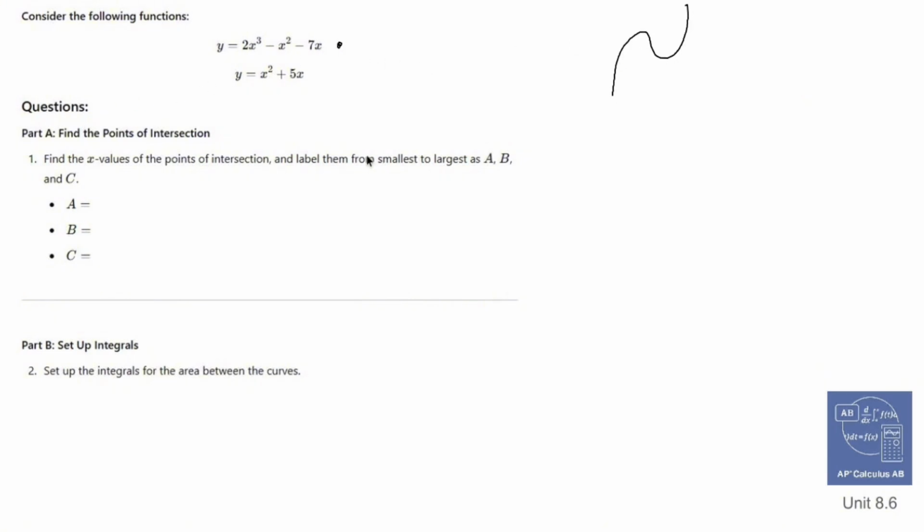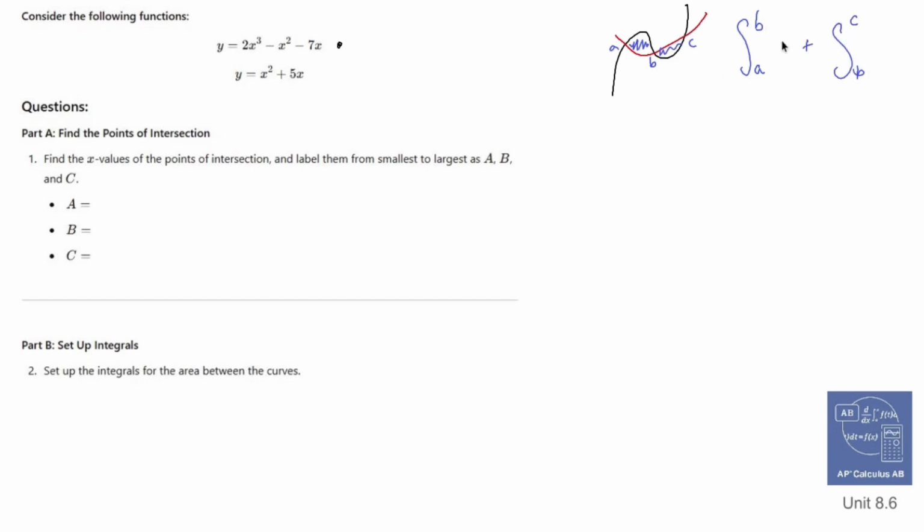It looks a little something like this. And a parabola looks a little something like this. And when stuff like that happens, we notice, oh, wait a minute, there's two areas that we have to find. So we're going to label this A, this B, and this C. And what we're going to have to do is find the integral from A to B of the one, and then the integral from B to C of the other.